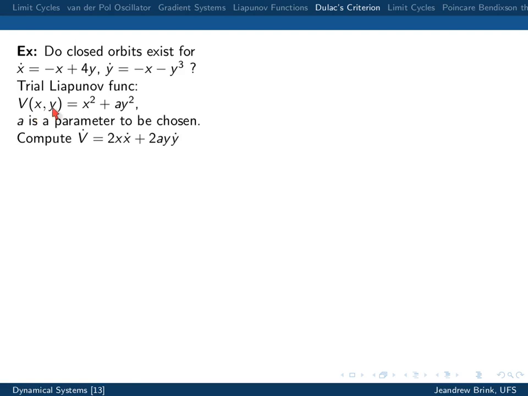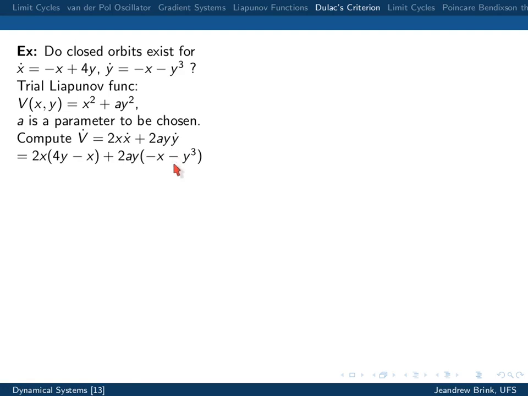So what do we do? The second property of the Lyapunov function is that V dot has to decrease along a trajectory. So we then compute V dot, and V dot equals 2x times x dot plus 2ay times y dot, just from differentiating this thing using the chain rule, and then we're going to substitute what x dot and y dot are into these.